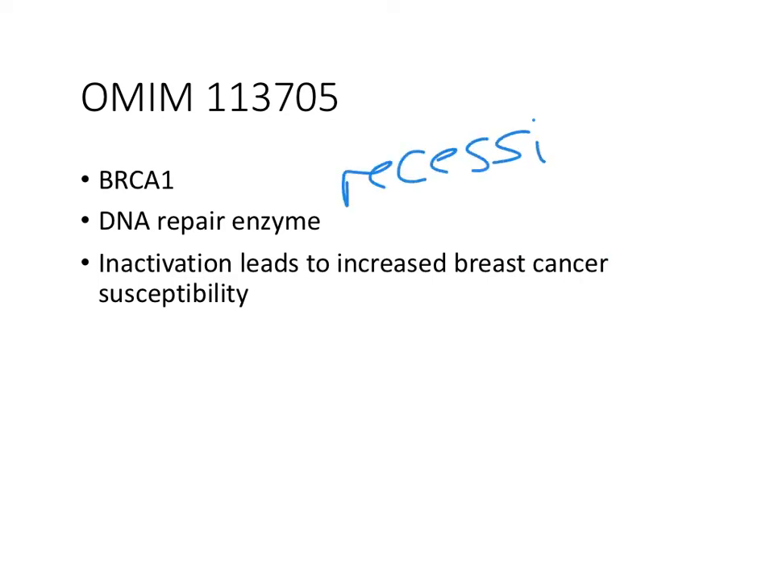Most mutations to BRCA1, which causes predisposition to breast cancer, are recessive. We talked about this before. BRCA1 is an enzyme that's involved in DNA repair. So that means that people that are heterozygous are okay. They're still susceptible to breast cancer, but it's worse if you're homozygous for the recessive mutation.